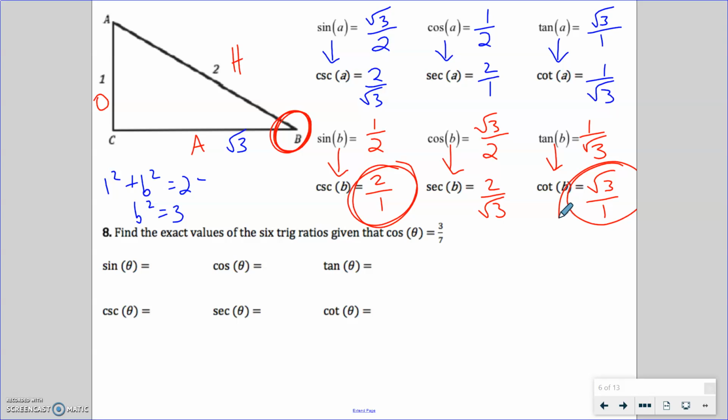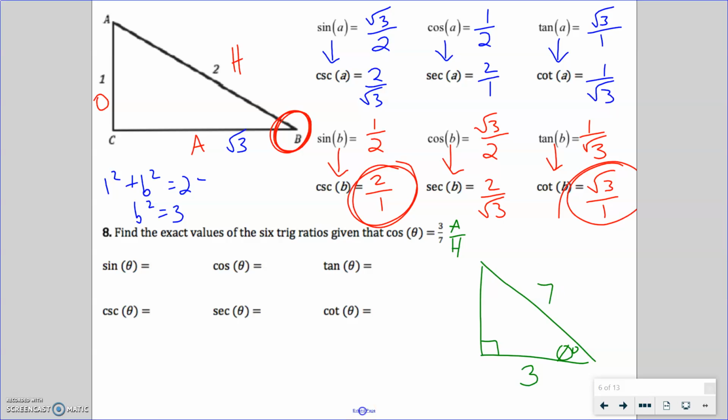All right, number 8 might be one that's a little bit trickier. Find the exact values of the 6 trig ratios given that cosine of theta is 3 over 7. Well, here's the problem. I know 3 is A, so I'm going to switch my colors here. So I know this is A over H because it's cosine, so CAH TOA. So I draw my triangle, and I'm just going to say theta is this angle. It doesn't really actually matter which one you pick, but that's just easier. So the adjacent side is this guy, so that's where the 3 goes. And the hypotenuse is 7.